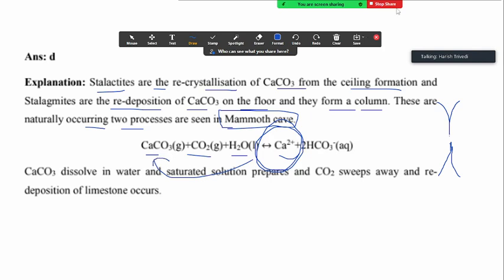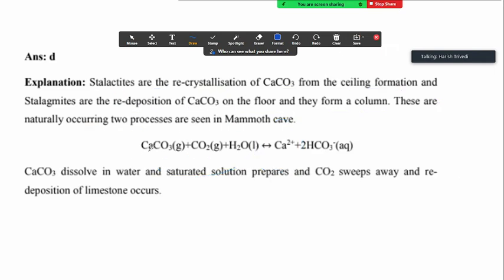So all these things are written here. Calcium carbonate dissolved in water makes a saturated solution, CO2 sweeps away, and limestone is redeposited. What is limestone? Limestone is calcium carbonate. So it is again converted into calcium carbonate.